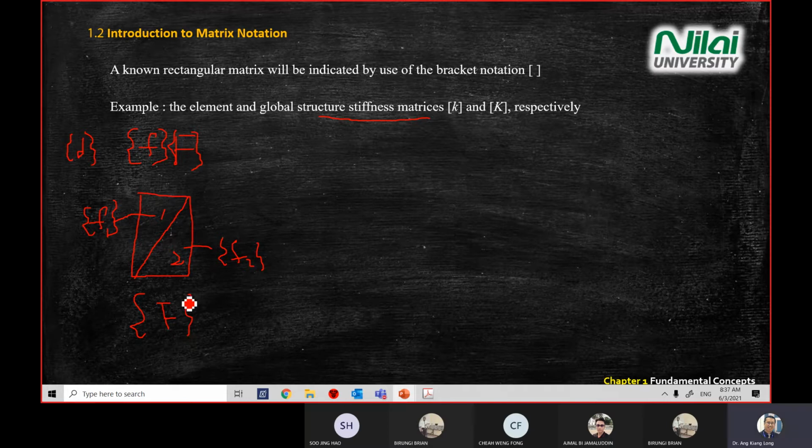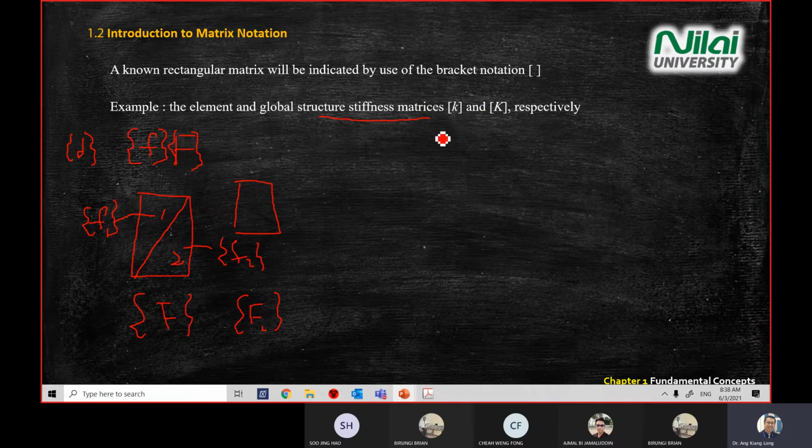So if you write capital F2, it means you have another big structure. This is structure 1, structure 2. This one refers to structure 2. Clear? Same with K, small k and capital K.